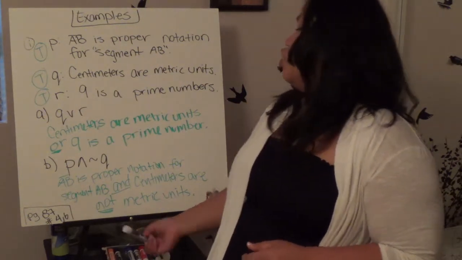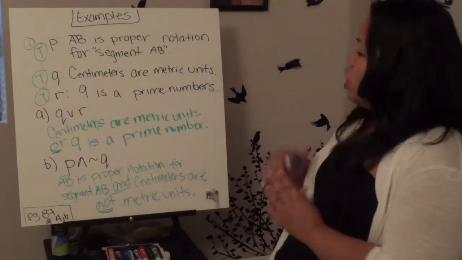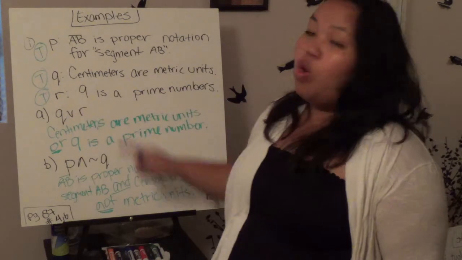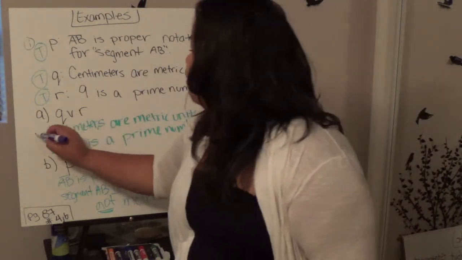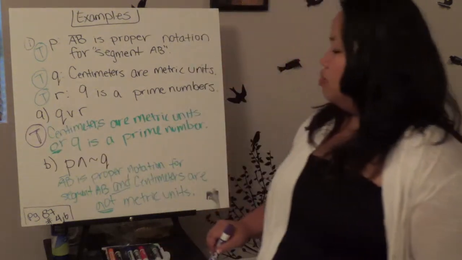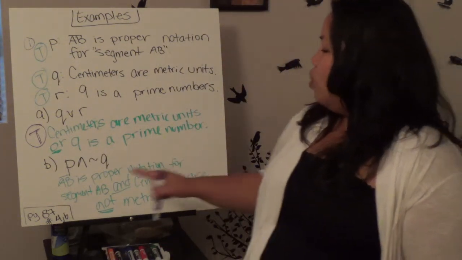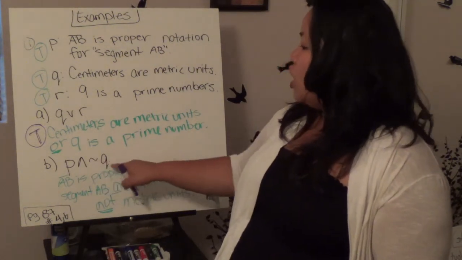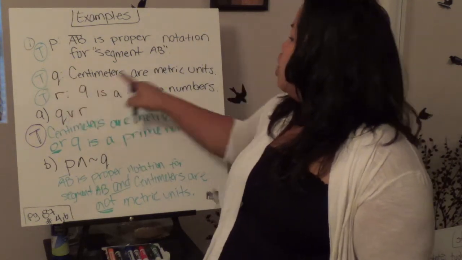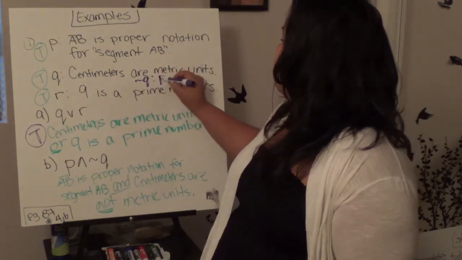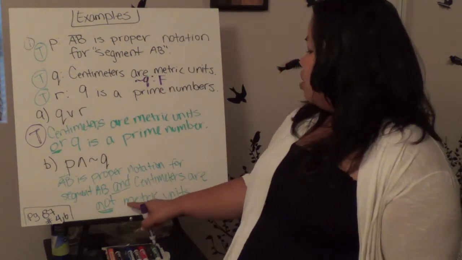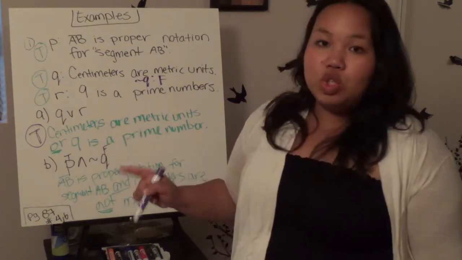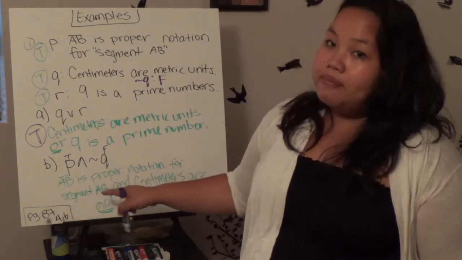So now let's try to find the truth value. Centimeters are metric units, and 9 is a prime number. Both of those are true, right? And we have the term or. So if at least one is true, the whole thing is in fact true. This last one, AB is a proper notation for segment AB, this is true, but because we have this not Q, and since the original Q is true, the not Q has to be false, okay? Making this false. So this is true and this is false, but since this is and, both of them have to be true in order to be true. So this is what? False.